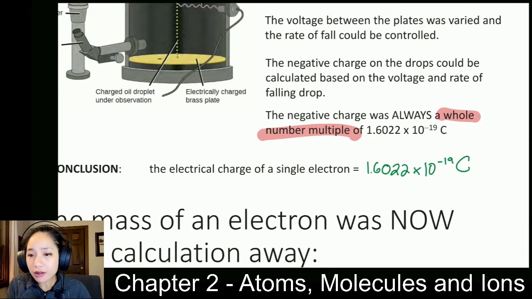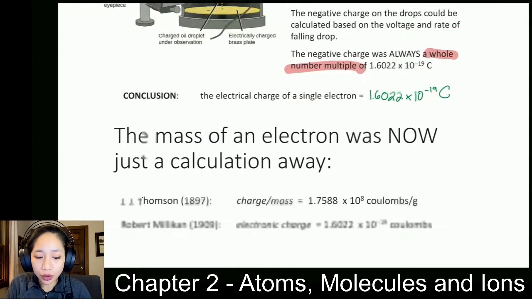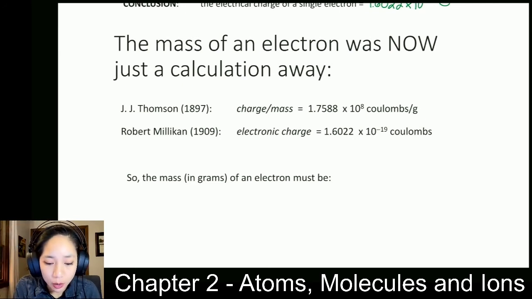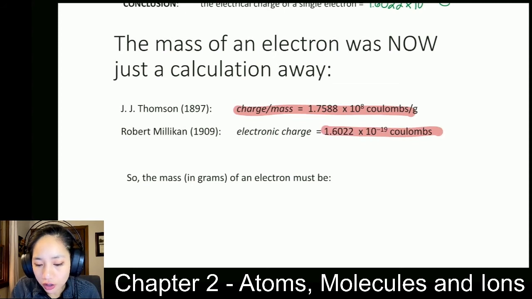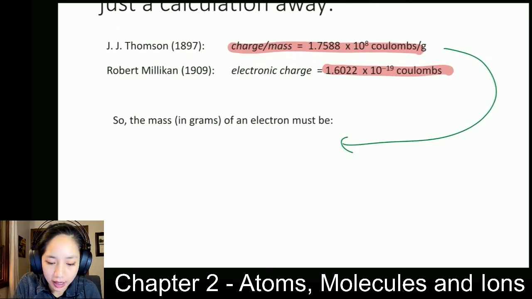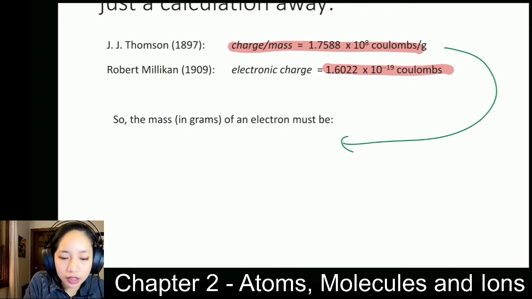Right? So now that Millikan came up with the charge of a single electron, we can put those together and calculate the mass of an electron. So this is essentially dimensional analysis. We have a charge to mass ratio and the charge of a single electron. So now we can calculate the mass of an electron, because we can turn the charge to mass ratio into an equality. If we want to turn this unit into an equality, you can just think of it as a derived unit. See, all this always comes back up.